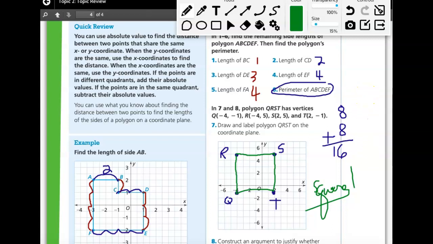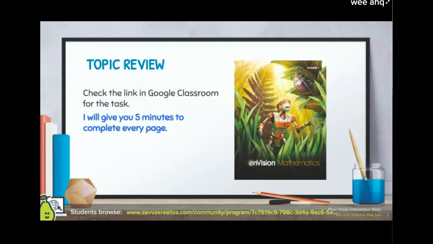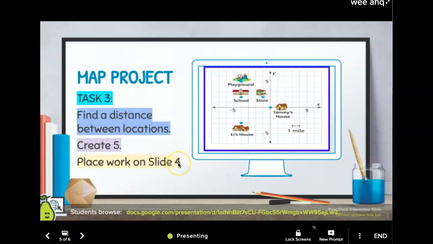All right. And again, for tonight, I want you to work on that project that you have, the map. You are going to find the distance between two locations, and you are going to put your answer on slide 4 of our project.